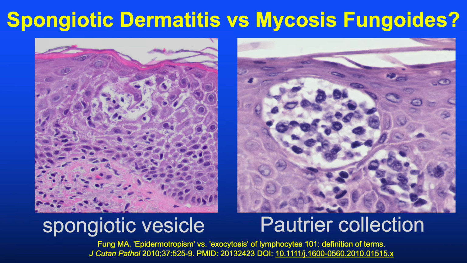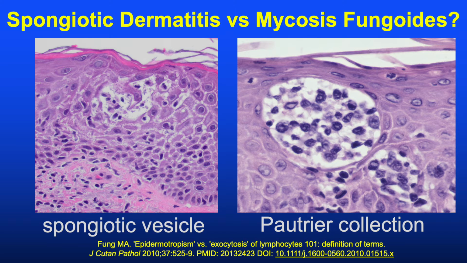And even with a classic Pautrier collection or Pautrier microabscess with atypical lymphocytes forming a collection within the epidermis, you can see that there still is some surrounding spongiosis. Compare that with the classic spongiotic vesicle on the left. We have admixed lymphocytes and Langerhans cells and relatively greater spongiosis.